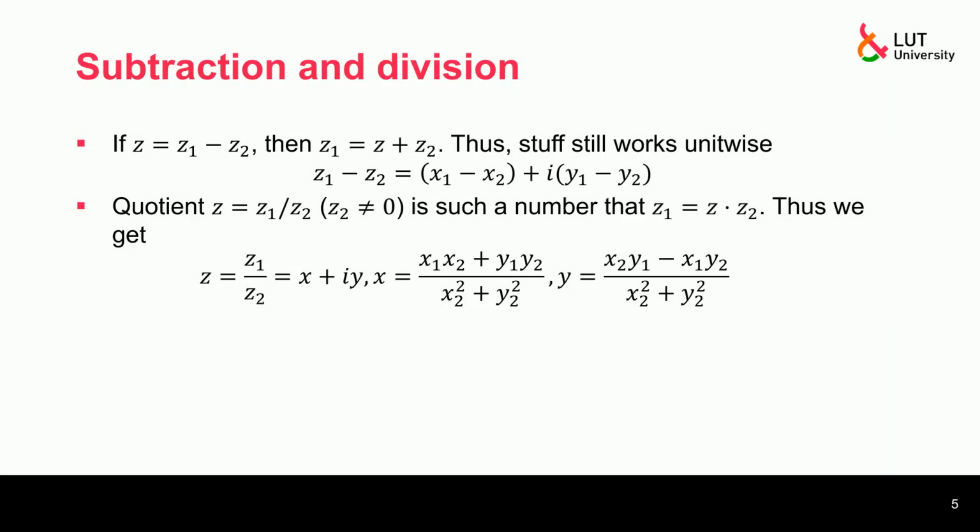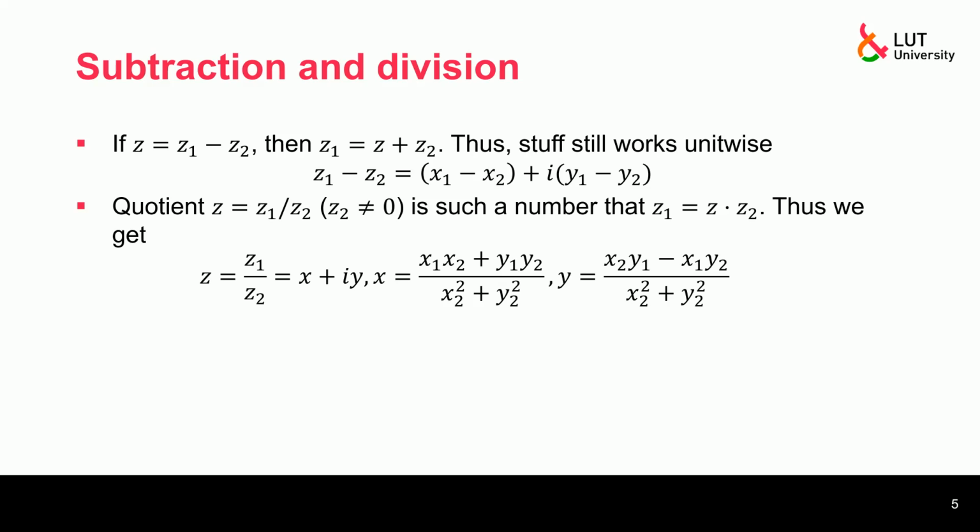So then we go to subtraction. That's really easy. Just do that unit-wise or component-wise. But then the quotient gets slightly more complex. So we still need to have preserved that if we have a quotient z equals z1 by z2, where z2 cannot be a zero vector, then z1 must be z times z2. So we could work backwards there, but here's the formula.